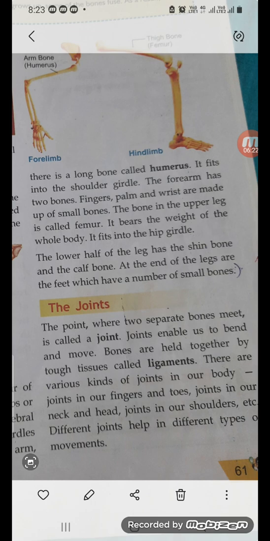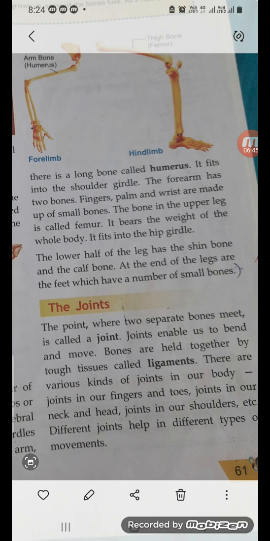Bones are held together by tough tissues called ligaments. सारे bones को एक tough tissue पकड़ के रखता है, हिलाता है, डुलाता है. That is the ligaments. There are various kinds of joints in our body. Joints in our fingers, toes, joints in our neck and head, joints in our shoulders, etc. Different joints help us in different types of movement.